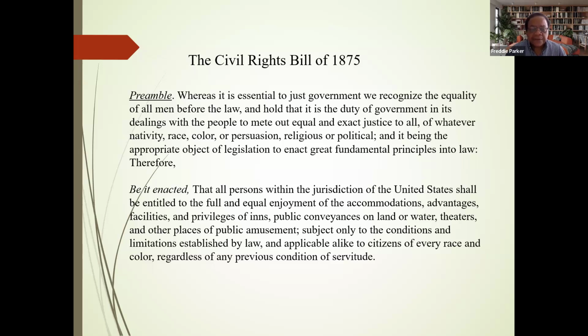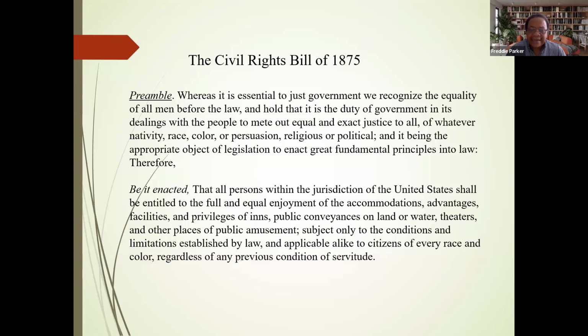This preamble, I think, is important. "Whereas it is essential to just government, we recognize the equality of all men before the law and hold that it is the duty of government in its dealings with the people to mete out equal and exact justice to all of whatever nativity, race, color, or persuasion, religious or political, and it being the appropriate object of legislation to enact great fundamental principles into law."